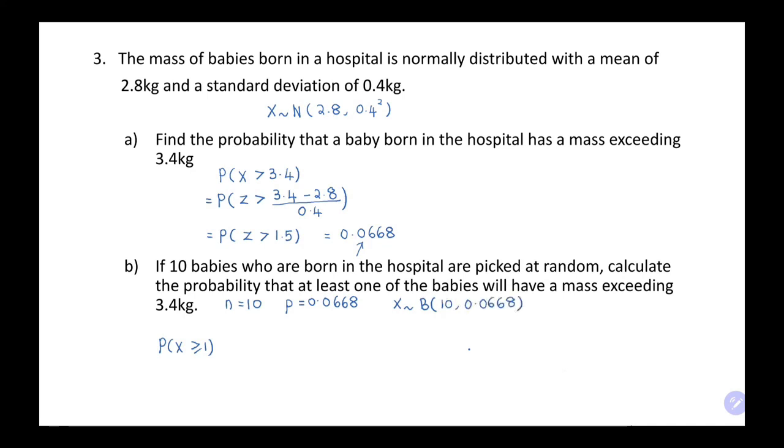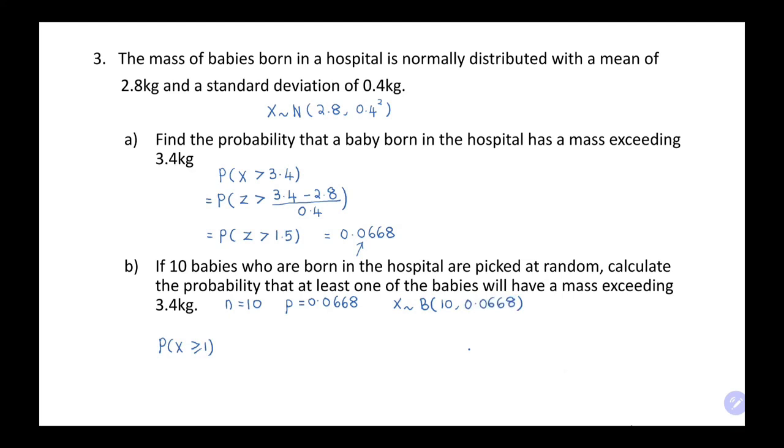Then we check, is n times p greater than or equal to 5? We get n times p is 0.6, which is less than 5. Since it is less than 5, we do not need to change to normal, so we stay as binomial. P(X greater than or equal to 1). For the greater-equal sign, we can check the table directly, but the value p 0.0668 is not in the statistical table. So we have to use another way, which is the formula method.